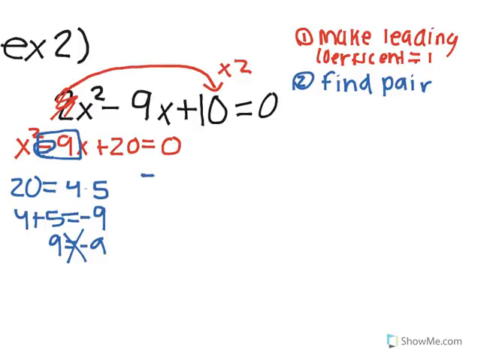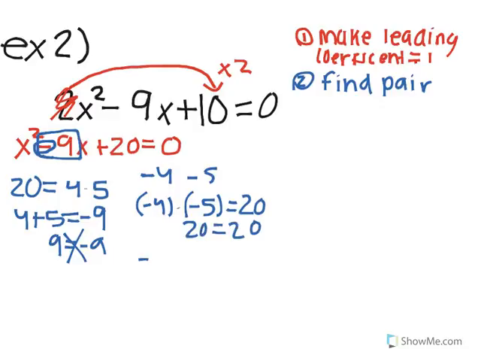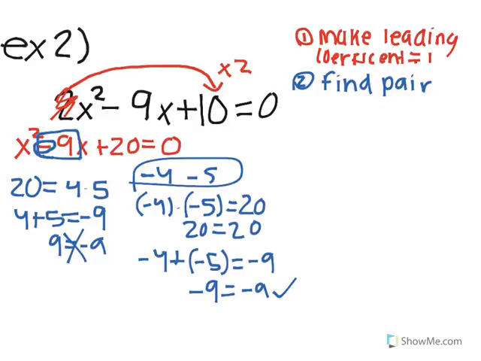My new numbers here will be negative 4 and negative 5. When I multiply two negative numbers, it becomes a positive, and if you need negative man from Unit 1, if you want to go check them out, just to remember that rule. So 20 equals 20. And then let's see when I add them. Negative 4 plus negative 5 is equal to negative 9. So negative 9 is equal to negative 9. Good. I found my pair. It's going to be negative 4 and negative 5.